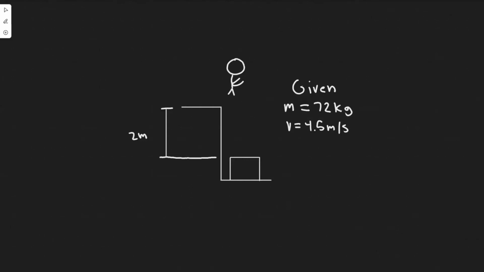Okay, so in this problem, we're told a 72 kilogram trampoline artist jumps vertically from the top of a platform with a speed of 4.5 meters per second. A, how fast is he going as he lands on the trampoline 2 meters below? And B, if the trampoline behaves like a spring of spring constant 5.8 times 10 to the 4 newtons per meter, how far does he depress it? So there's going to be two parts to this problem, an A and a B.